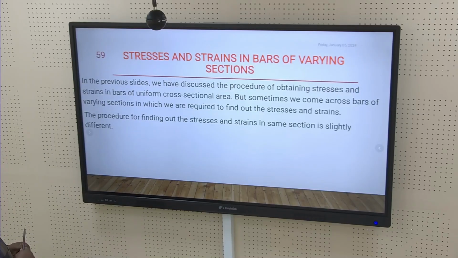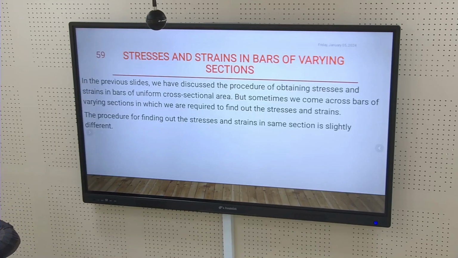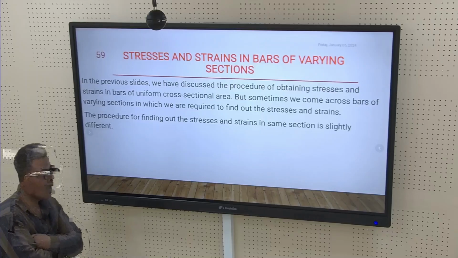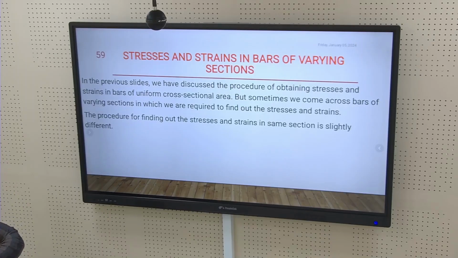So, stresses and strains in bars of varying sections. In the previous slides, we have discussed the procedures of obtaining stress and strain in bars of uniform cross-section area. But sometimes we come across bars of varying sections in which we require to find the stress and strain as well. So the procedure for finding out the stresses and the strains in these sections is slightly different.